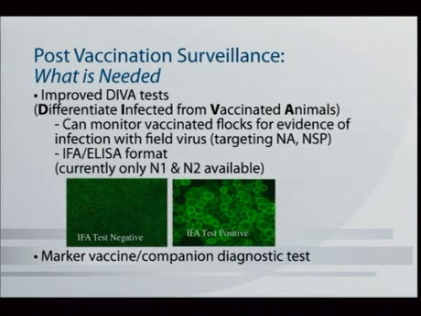We don't have a lot of capacity for large-scale testing. Some of these have been developed for use of ELISA, but still we currently only have tests available for N1 and N2 subtypes. We also need to continue work on the development of marker vaccines with companion diagnostic tests that will allow us to quickly identify those flocks that are vaccinated from those that are field exposed. You'll hear more about DIVA strategy in other presentations.